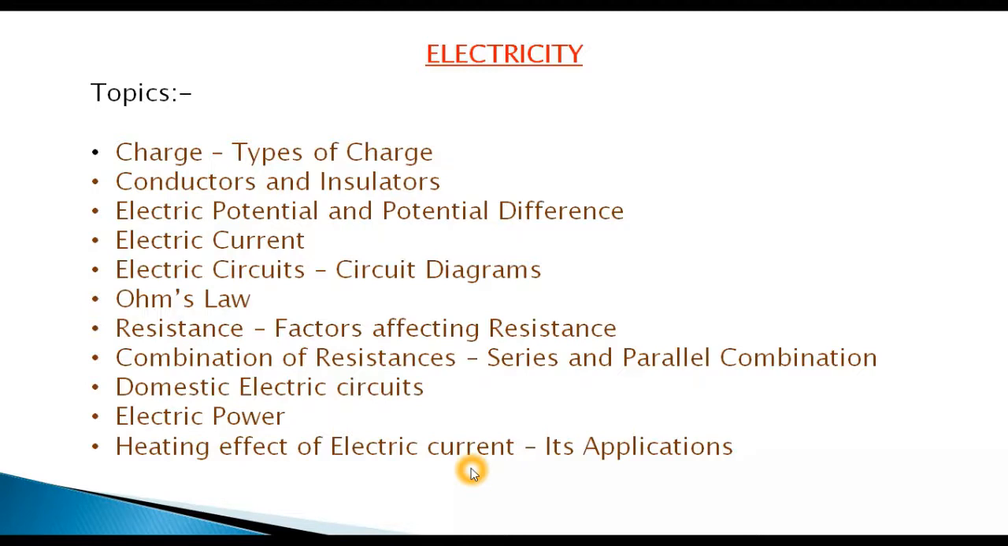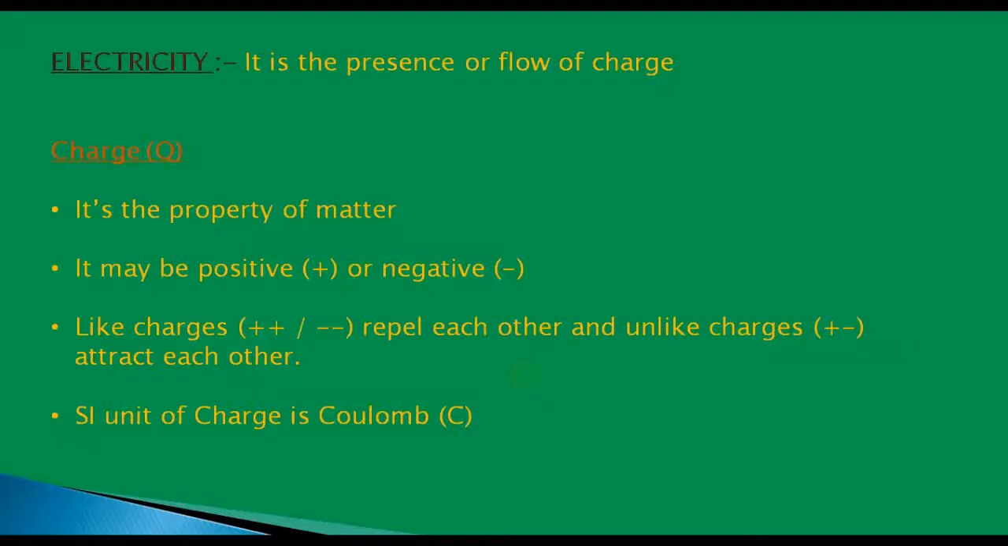So, electricity is nothing but the presence or flow of charge. Now, what is this charge? First of all, we should know something about electric charge. So, let's discuss the electric charge. Charge is represented by the symbol Q, and charge is a characteristic property of matter.